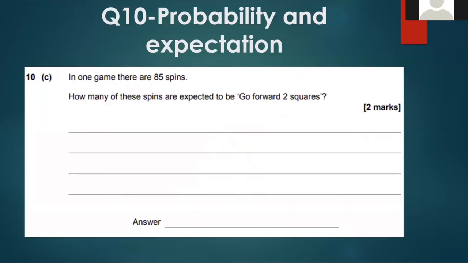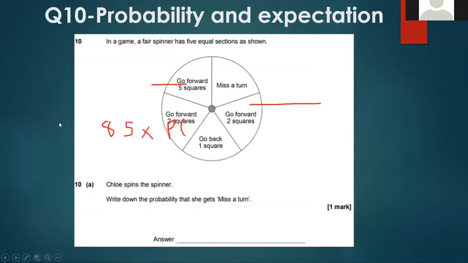Okay, part C, guys. In one game, there are 85 spins. How many of these spins are expected to be go forward two squares? So what I'm going to do is 85 multiplied by the probability, so P of go forward two squares.